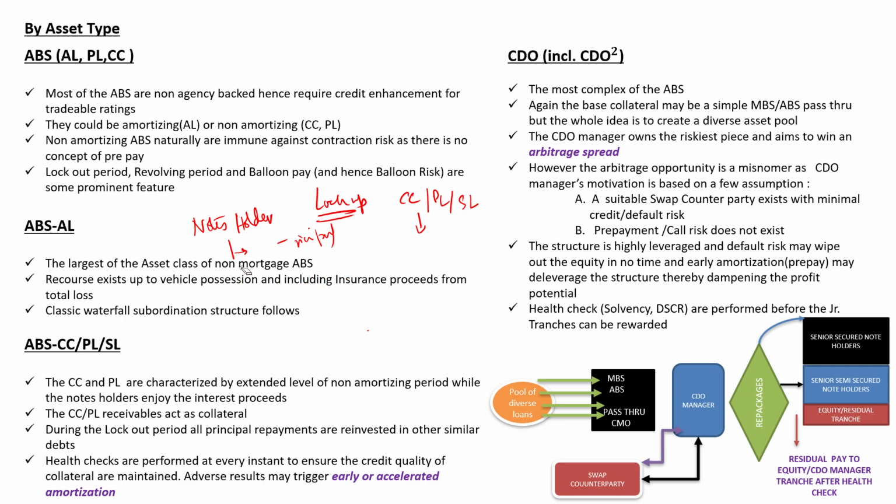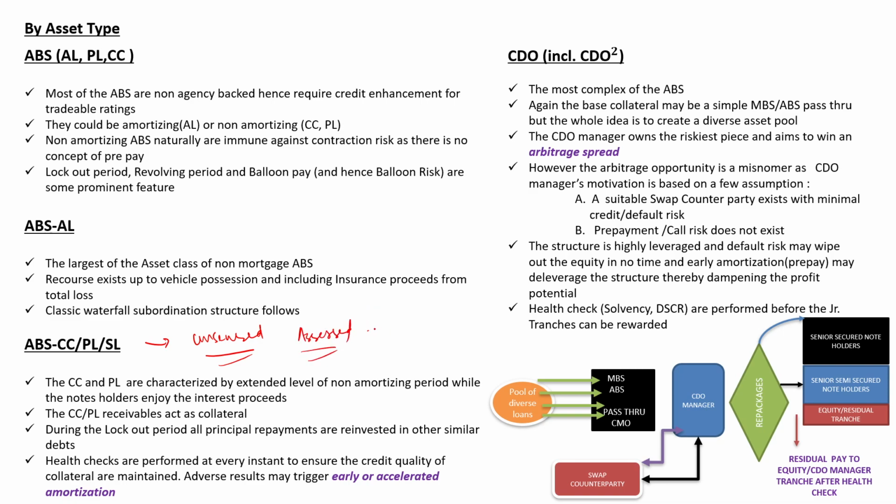In this context, there is something called early amortization or accelerated amortization. What do we mean by that? At every given point in time, the health of the underlying securities forming these unsecured notes is assessed by the underwriting manager through various diagnostic tools, one of which could be the solvency ratio that I just talked about, like DSCR and so on.